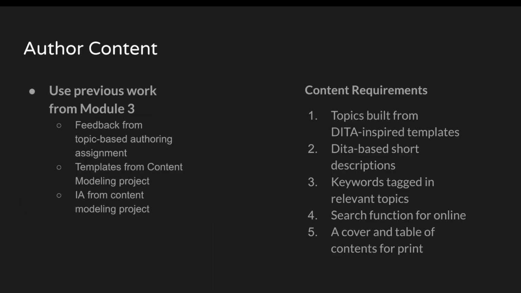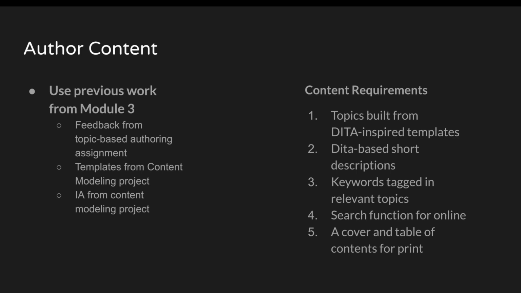So the first thing we'll do, step 1, is authoring content. When we author content, you want to do a couple things. 1, obviously we want you to use your work from previous modules, so module 3 in particular. You'll have received feedback from the topic-based authoring assignment, and that'll be good feedback in terms of how to proceed in authoring content.